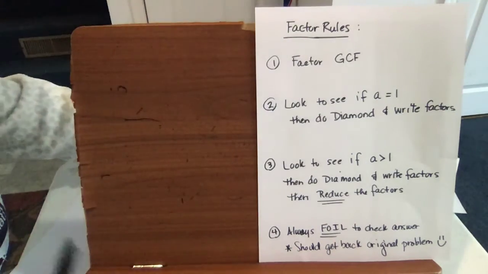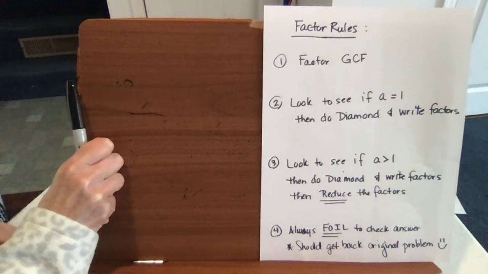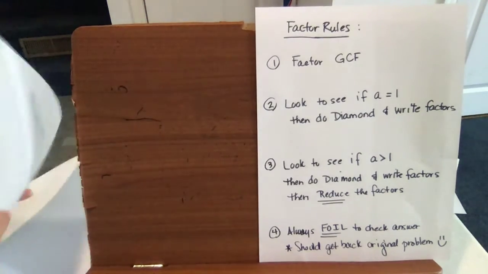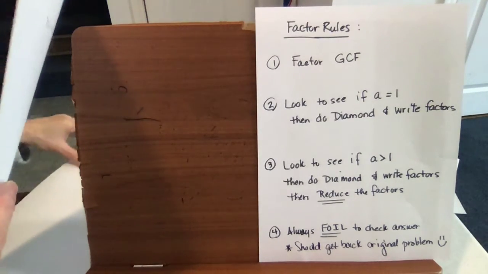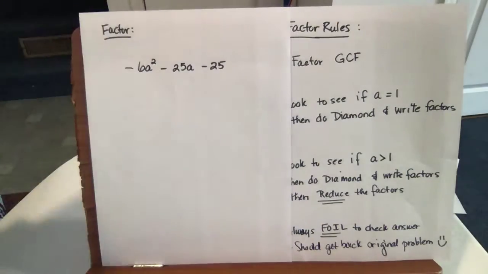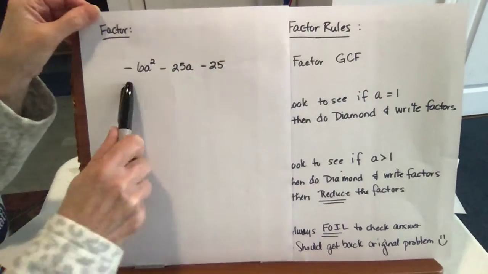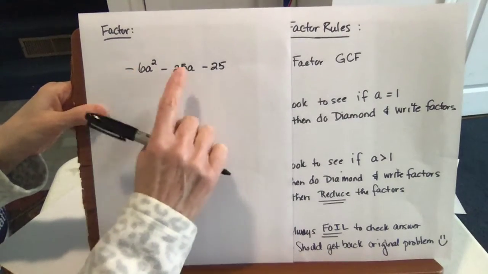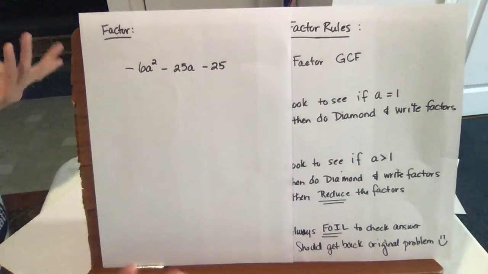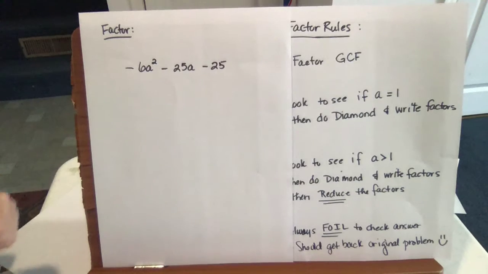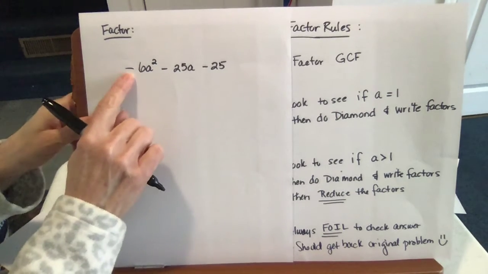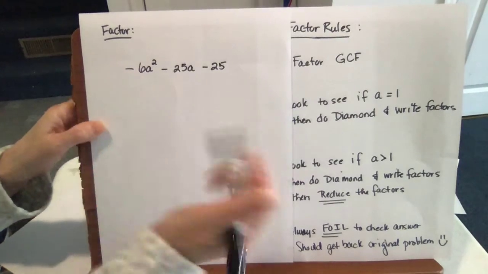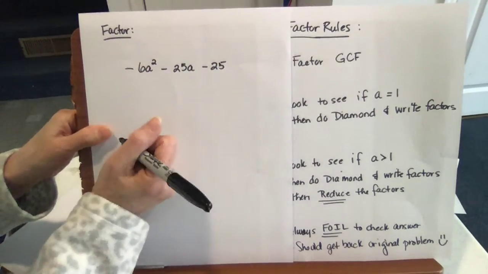All right, one more. Let's take a look at this. If you have a greatest common factor, you take it out. So negative 6, negative 25, negative 25. I don't have any. Okay, so it's pretty big. All right, so we don't have one to take out, but we do have a negative on the first term. Always factor out the negative on the first term.